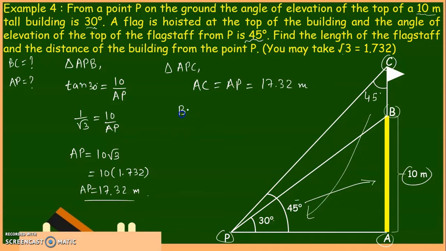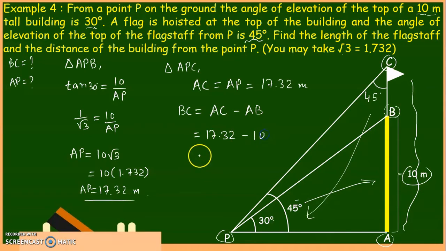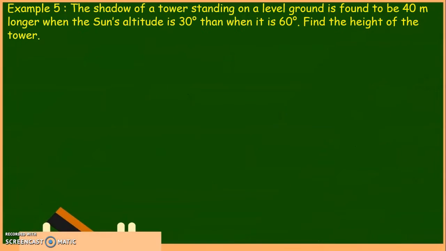And here we want to find out the length of the flag staff, that is equal to BC. So here we can say BC will be equal to AC, that is the full length, minus AB. So AC is 17.32 minus AB is 10. So here we get the length of the flag staff equal to 7.32 meter. This is your answer. So if you understood the question carefully and draw the diagram, then we can easily solve this type of question. Let's see the next question.